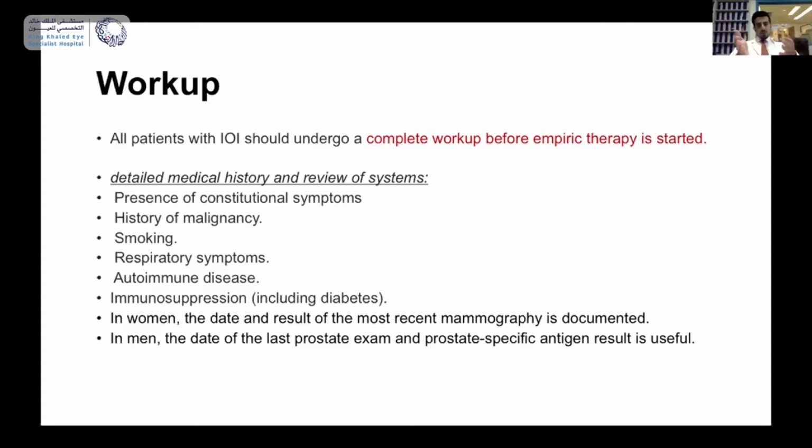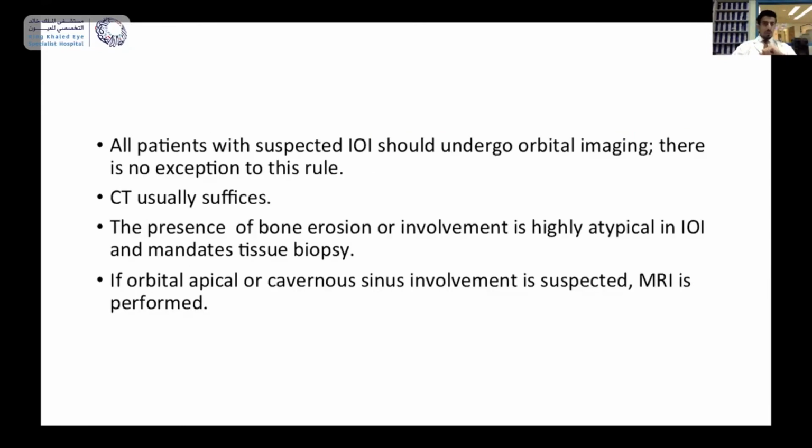These symptoms represent either malignancy or autoimmune diseases. If the patient is immunosuppressed, you have to know about that. In women, ask about the most recent mammography, and in men, the last prostate exam and prostate specific antigen results. If they didn't do it recently, you might order these too.